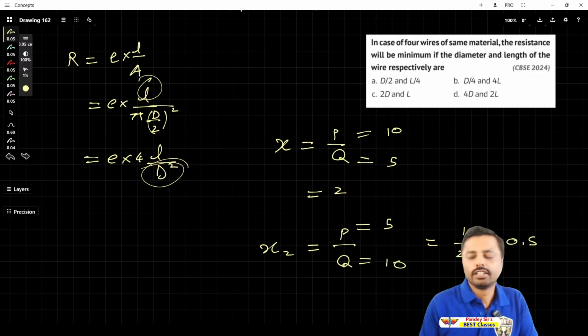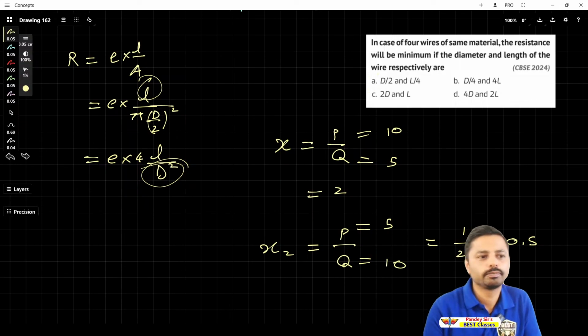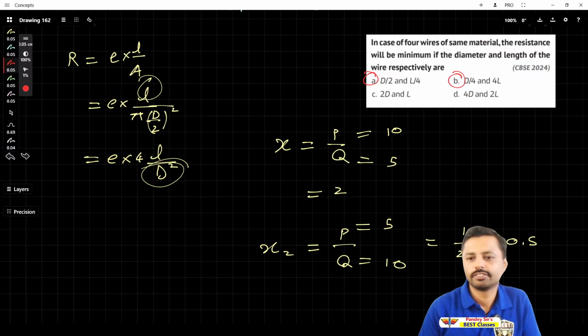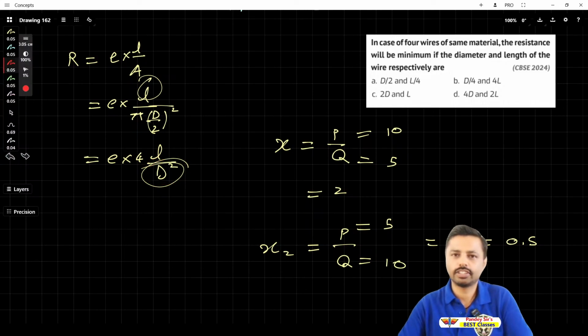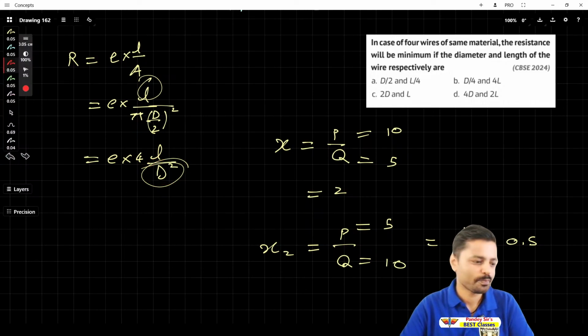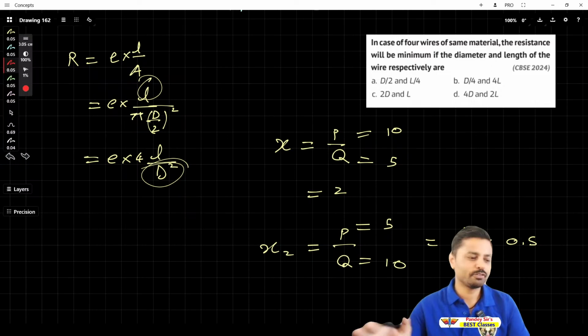Now I will give a few seconds to you people. Just guess which one is correct: A, B, C, or D. You can also try replacing the values of D in the given formula. I have created an easy formula for you people. So instead of A, I have written this D square. Try it. I am waiting. It will take a few seconds.